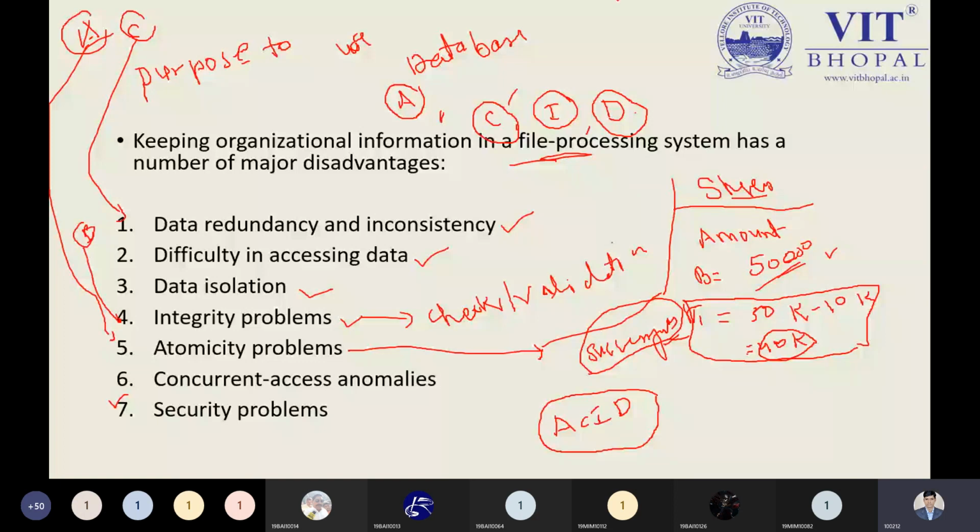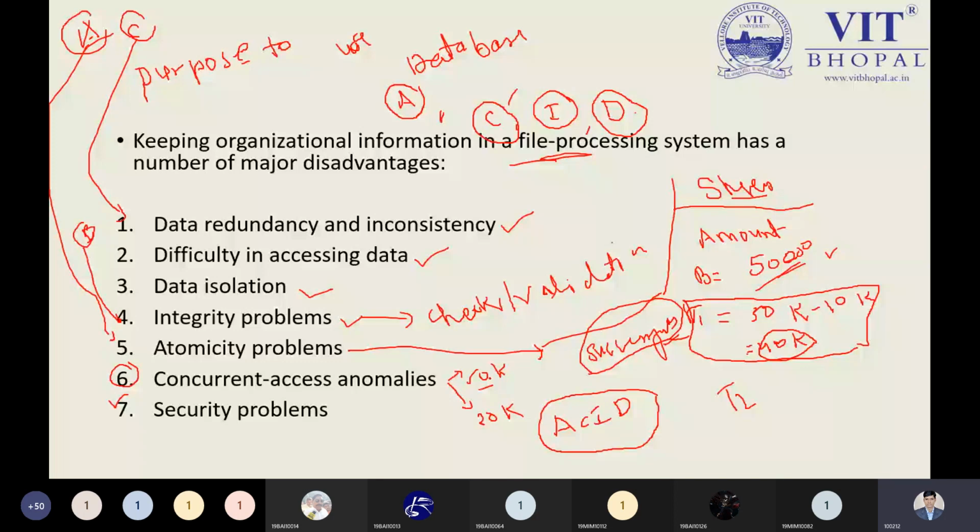Concurrent access anomalies: you can say we have a transaction T1. If you want to do multiple transactions simultaneously, you can, and one by one all the transactions will be performed without any doubt. For example, your friend is depositing 50K in your account, and at the same time you are withdrawing 20K from your account. So your account has two transactions at the same time. This is also maintained by concurrent access.